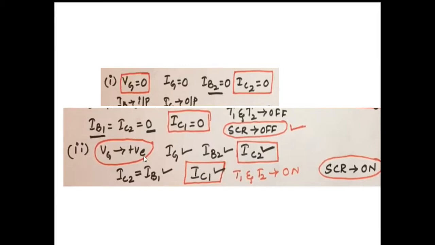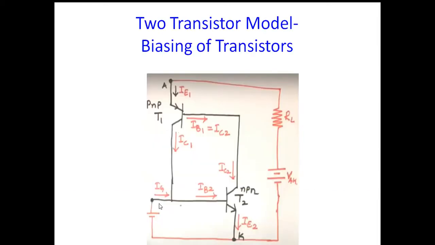In the second case, we apply a positive voltage across the gate terminal of SCR. Whenever we apply a positive gate voltage across the SCR, it injects some current through the gate terminal of SCR. This current flows through the base terminal of the transistor. As a base current is there, this current will be amplified and the current flowing through the SCR will be IC2. This is the collector current and this current will be the input of transistor 1.